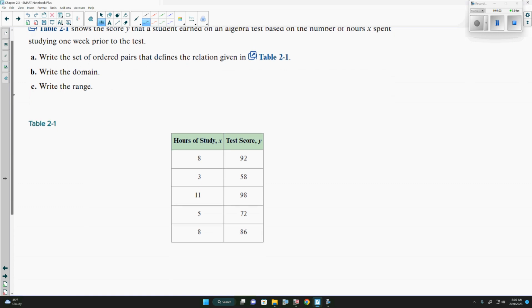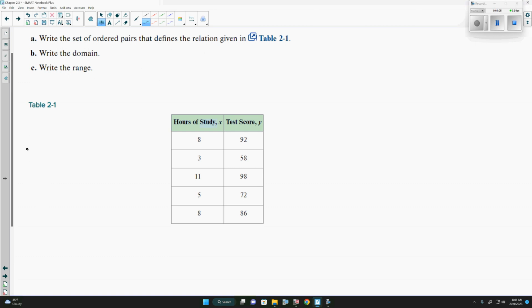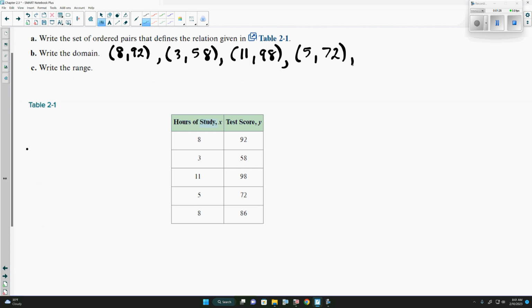So if we wanted to write these ordered pairs as a relation, we would connect the x and y together. So we'd have (8, 92). We'd have (3, 58). We'd have (11, 98). (5, 72). And then we'd have (8, 86). So this here would be the relation, the x and y values in their ordered pairs.